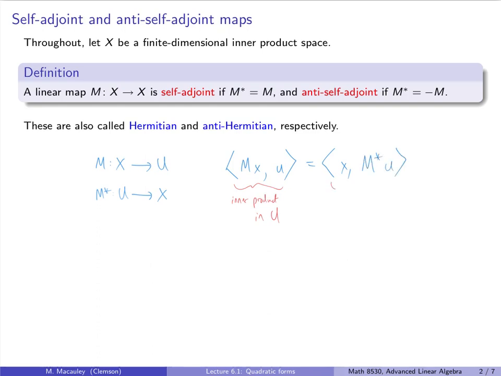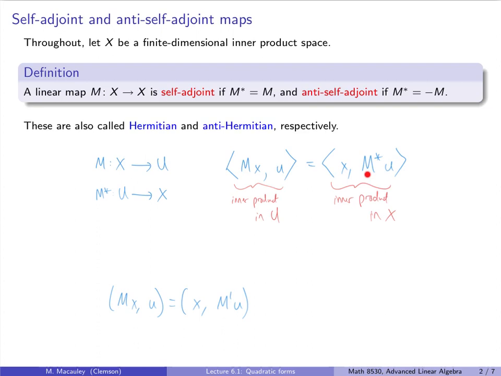So notice this is an inner product in X. Now this should remind you of the transpose of a linear map, but there's an important difference. The transpose of the linear map also satisfied that the scalar product of MX and U is equal to the scalar product of X and M prime U, the transpose. Now, this did not depend on an inner product at all. For any linear map, there is a transpose map.